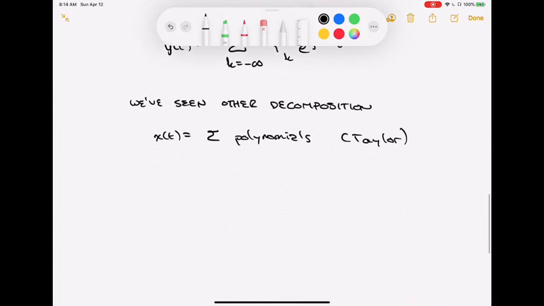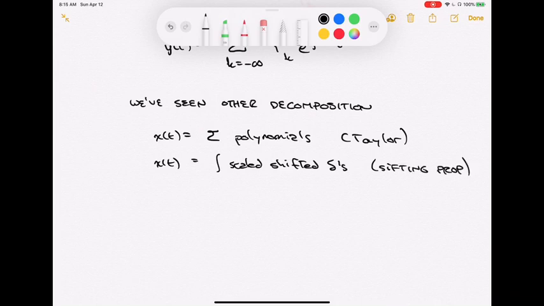We also saw x of t being equal to, we could have done it as a sum or an integral, so I'm going to write it as an integral of some scaled and shifted deltas. That was the sifting property. What did we do in that case? We broke up a signal in terms of building blocks, little pieces that were delta functions. Why did we like that? Because we understood the behavior of deltas going through our system when we were doing time domain analysis.